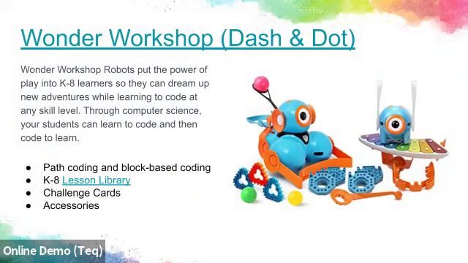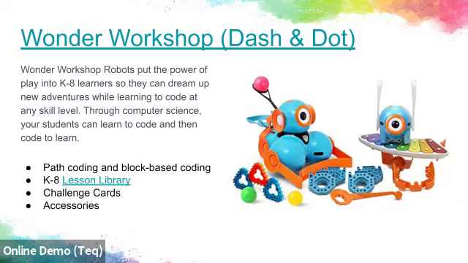And as you can see on that picture as well, there are a lot of different attachments that come with it. So you see the xylophone right there. You can actually play some music with it and code the Dash or Dot robot to play music on the xylophone. There's also a bulldozer that you can see right there too.